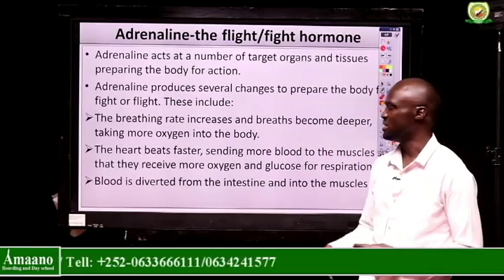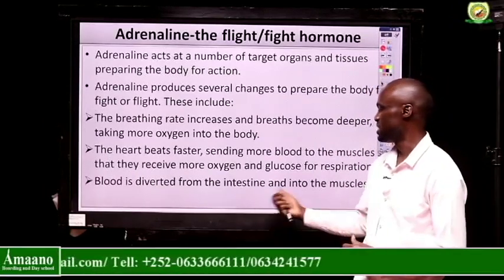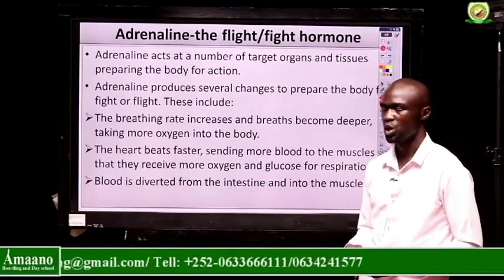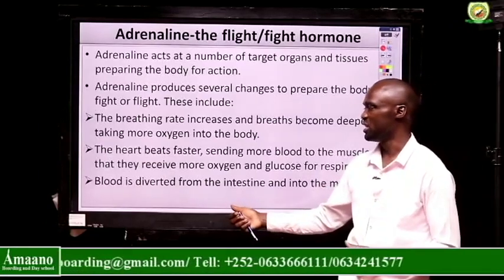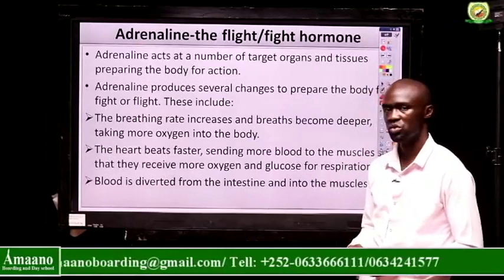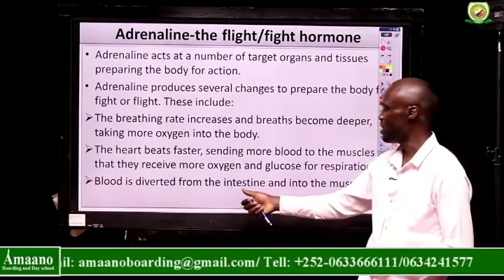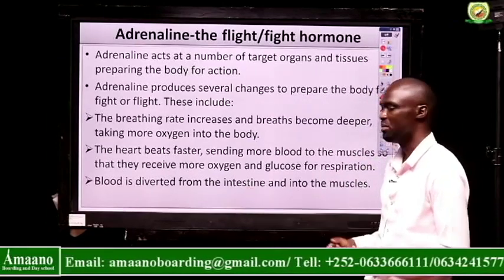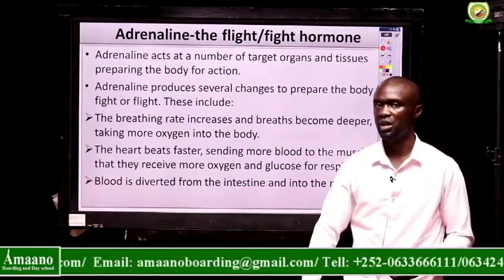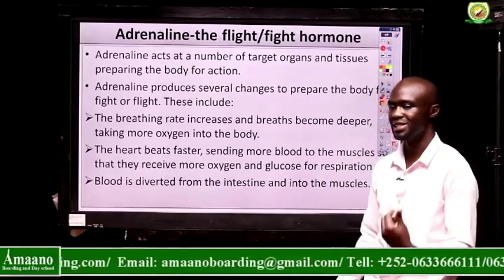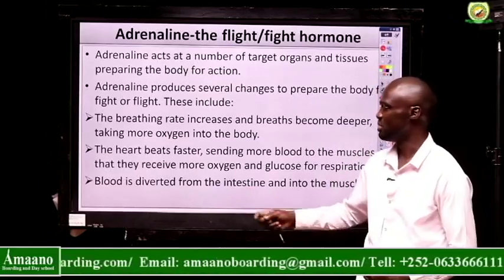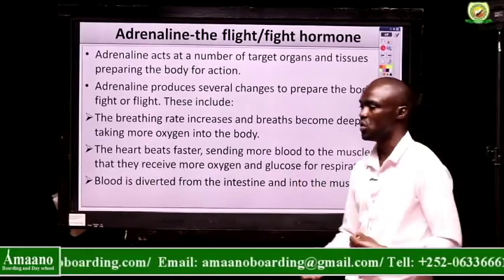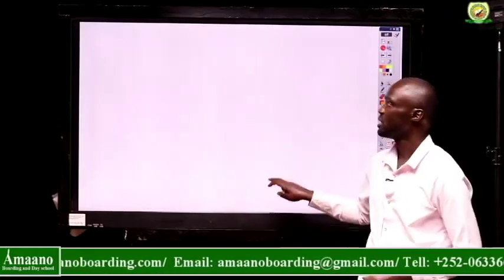Blood is diverted from the intestine to the muscles. You know that blood from the intestine is carrying the absorbed food. So it is carried now direct, the glucose is carried direct to the muscles to allow muscles carry out more aerobic respiration, generate energy so that the person can fight or run away.